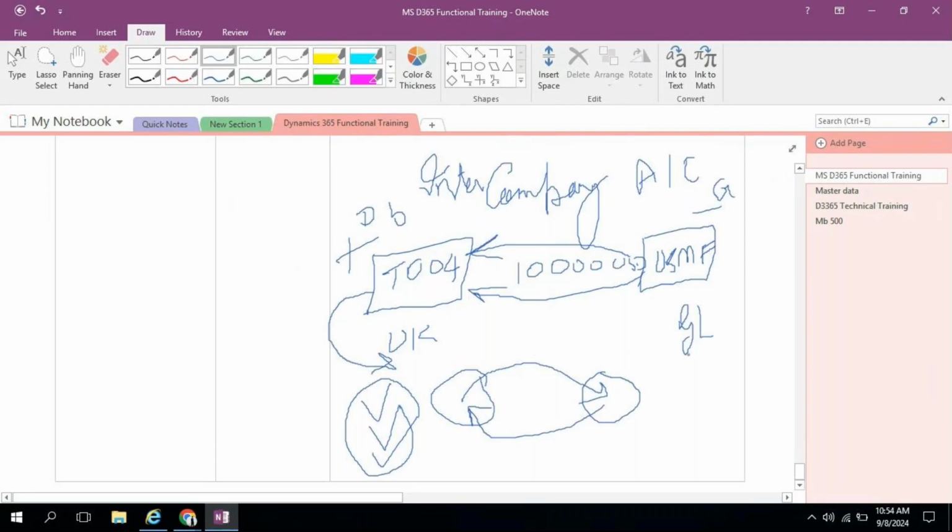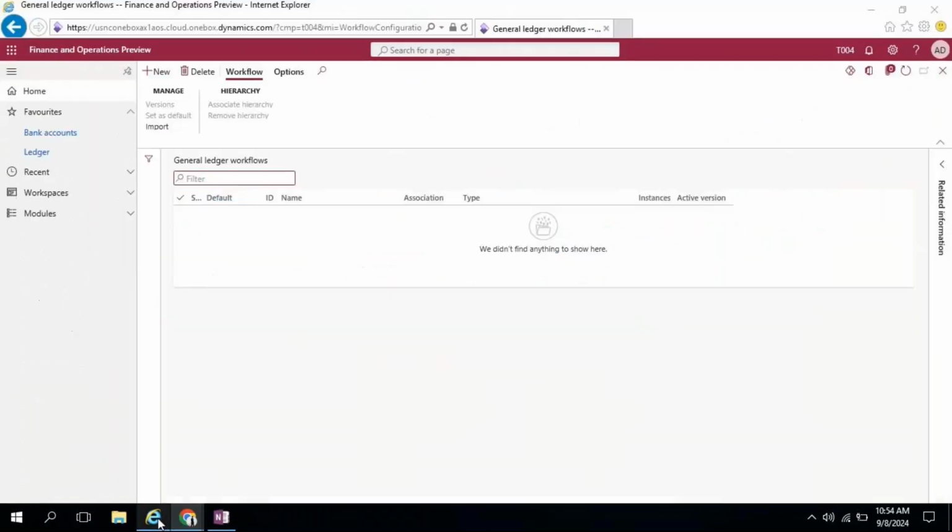Okay, so how to do it? There are a few setups which are required for intercompany posting. That means there should be some relationship between USMF and T004. Let's see where this relationship is maintained. Let me check meanwhile why the workflow is still not enabled.